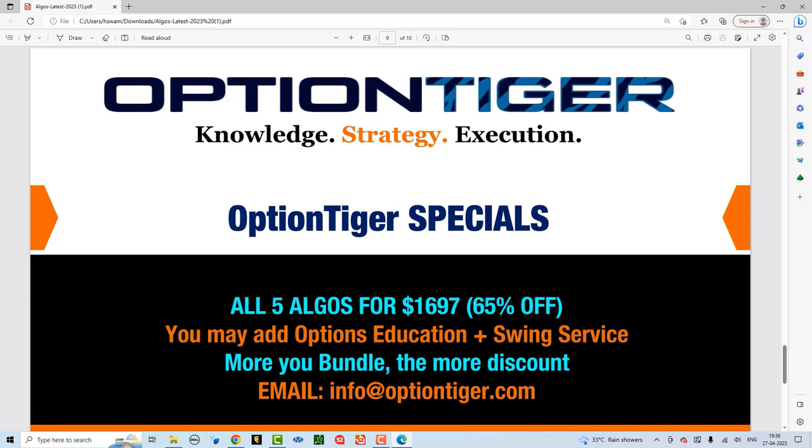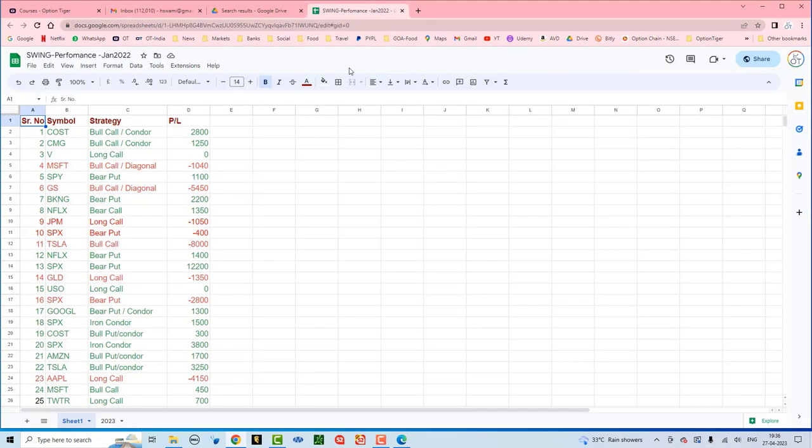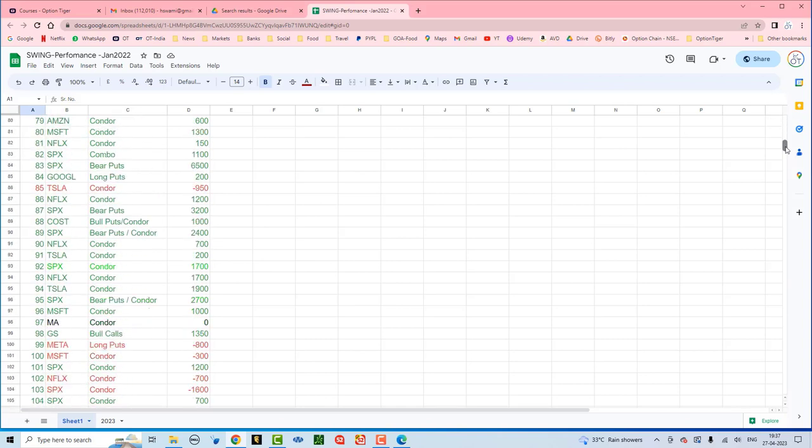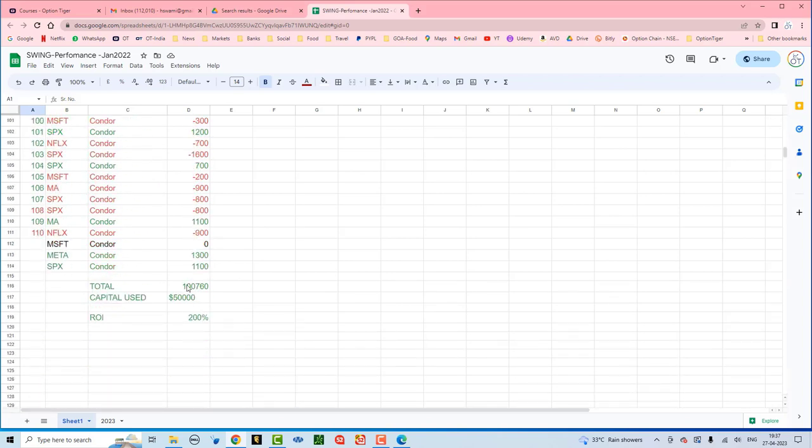We also have the swing signal service, and I'm going to show you that. The swing signals is a daily email and a video highlighting all the trades. These are the trades for 2023, and these are done on a 50K demo account. You can see that I've been tracking these trades. Last year on a 50K account, we made a profit of exactly 100,000, which is an ROI of 200%.